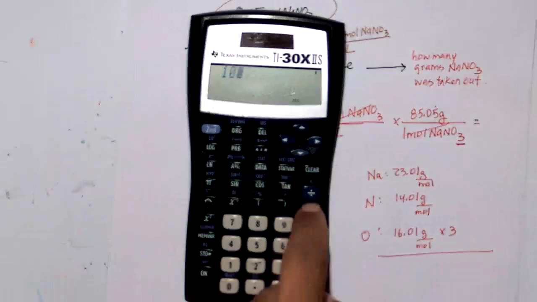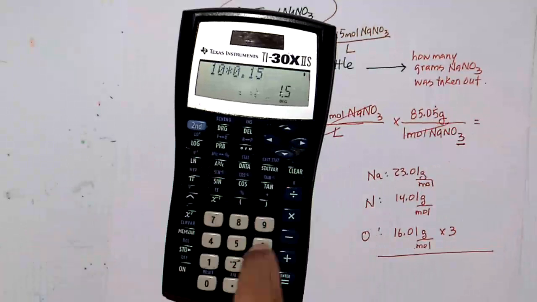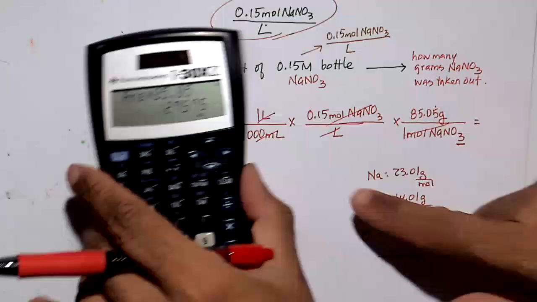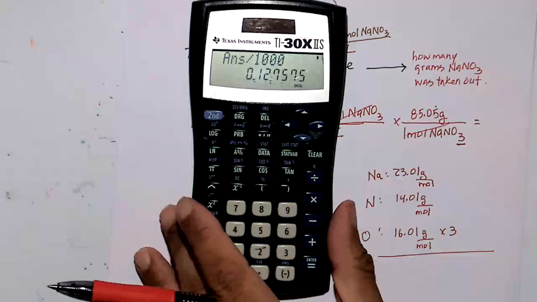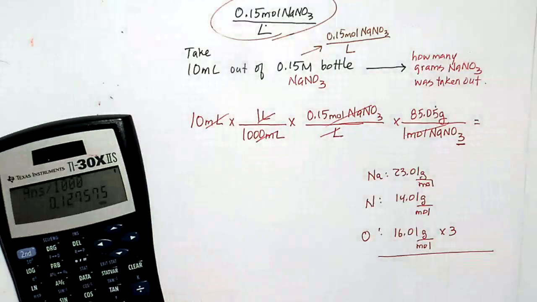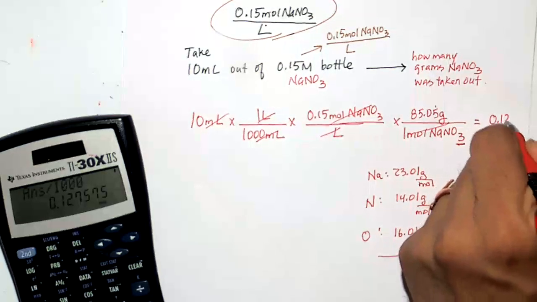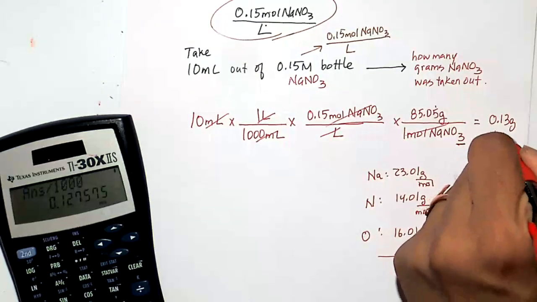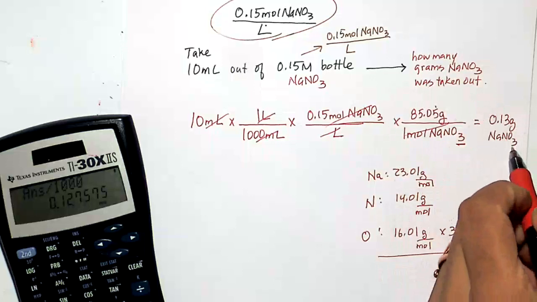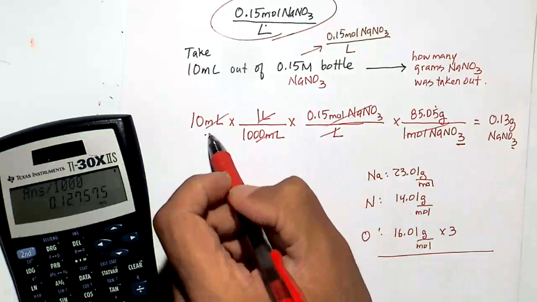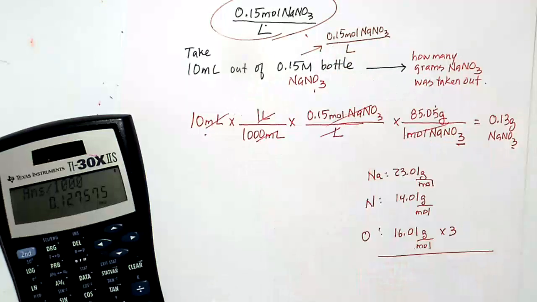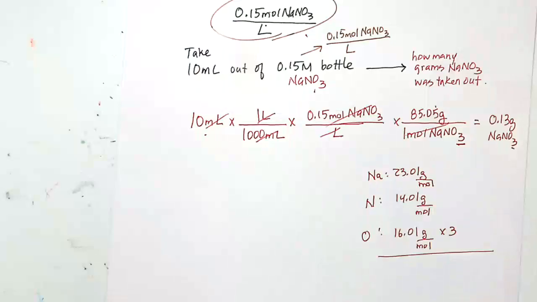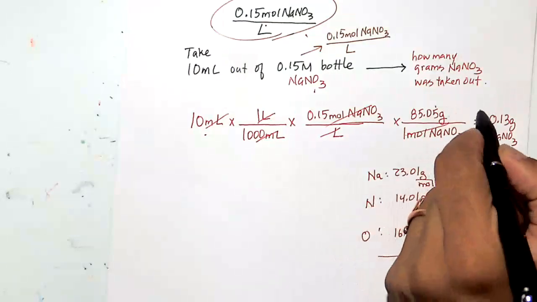So 10 times 0.15 times 85.05 divided by 1,000. About 0.13 grams. Is that what you guys are getting? Yeah, so 0.13 grams. So there's 0.13 grams in 10 mils of a 0.15 molar solution of NaNO3. This is how we do this problem. You'll do it like that on the test, just with different numbers.